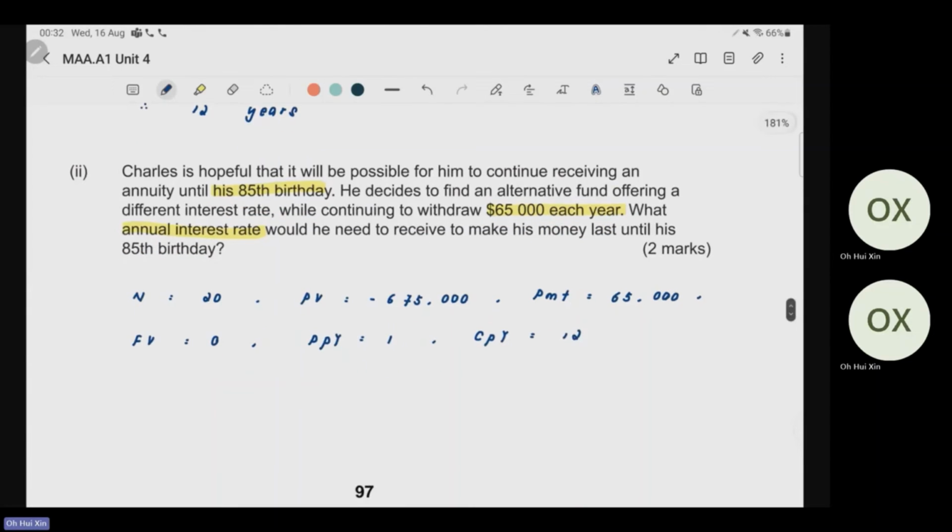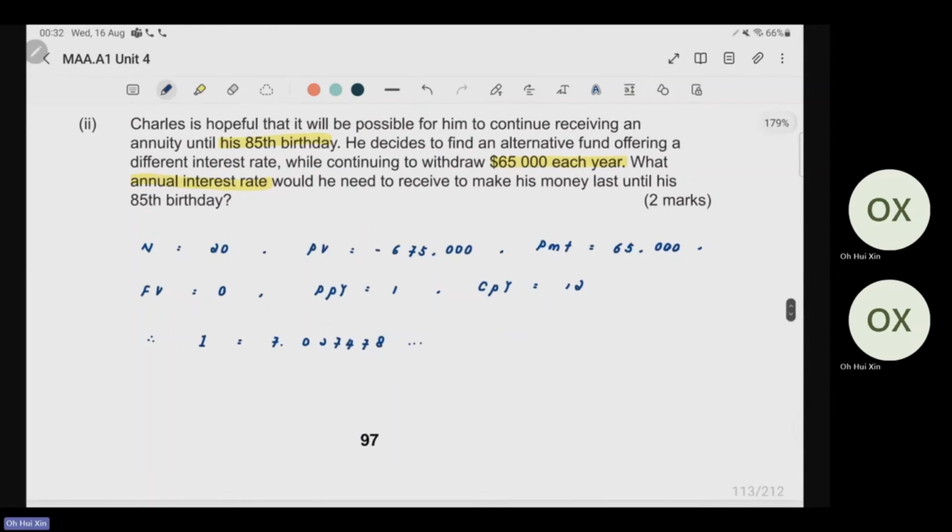Okay, so with all this put into your calculator, you should be able to get I equals 7.0274778 and continue. For this question, you can give 2 or 3 decimal places and I think it's fine. So that's why 7.03%. Okay, so that's the question here.